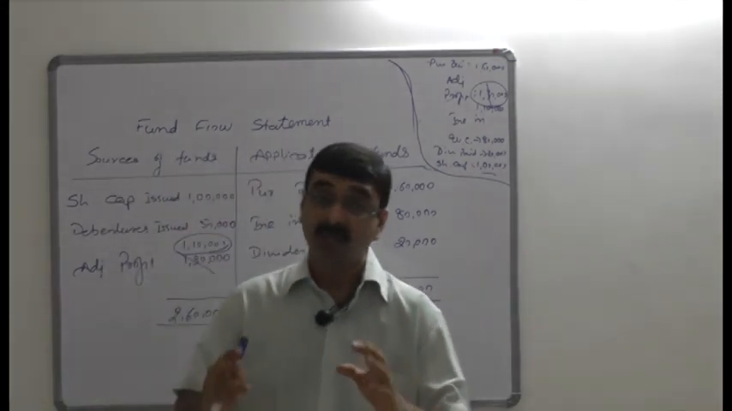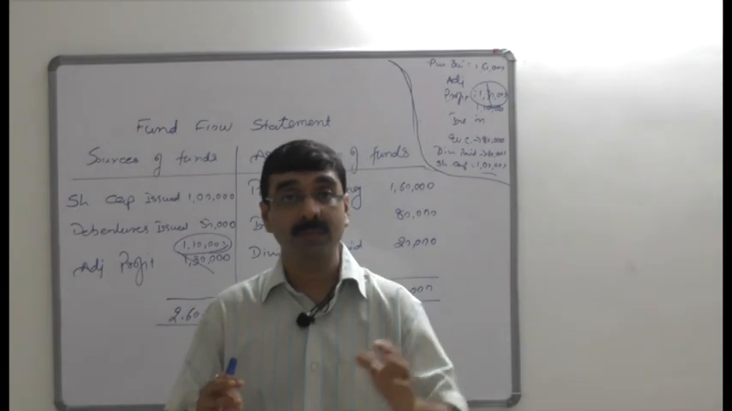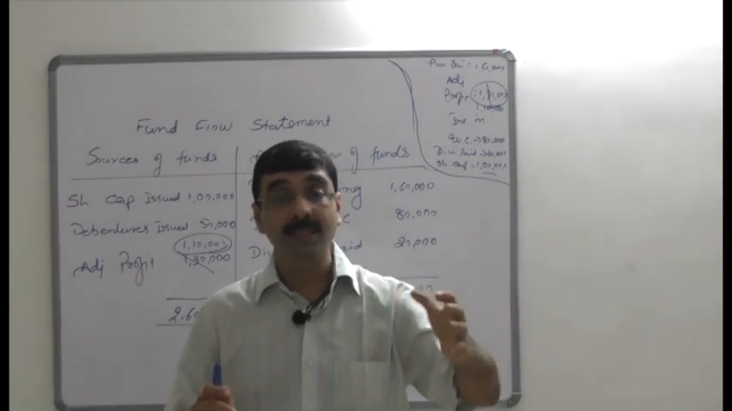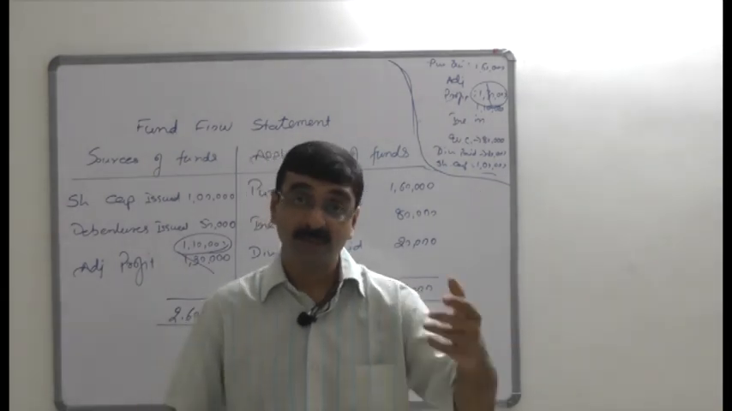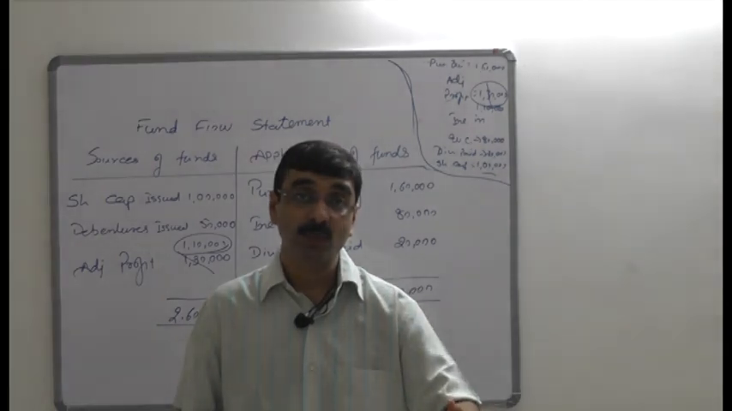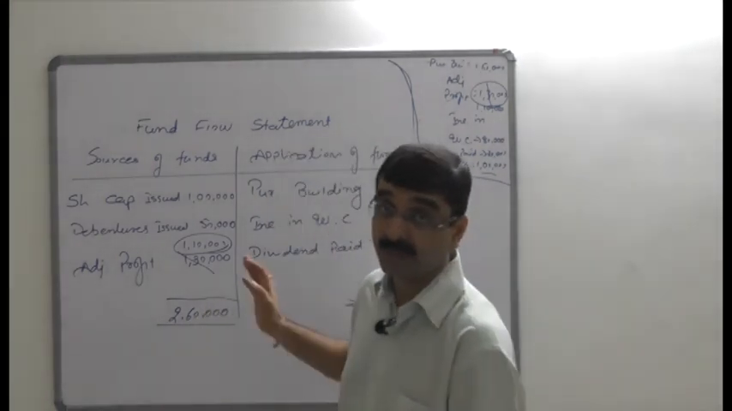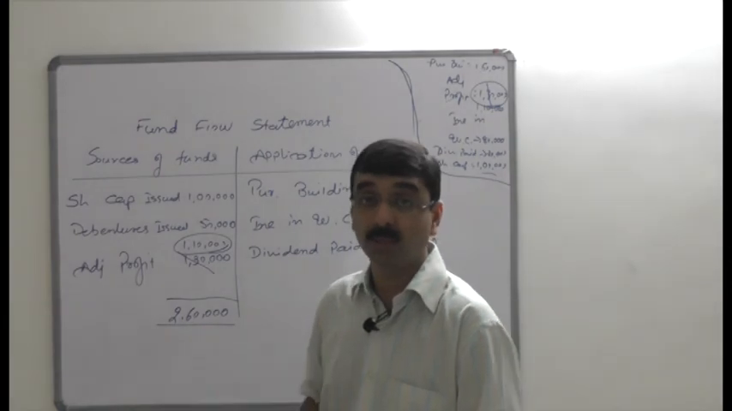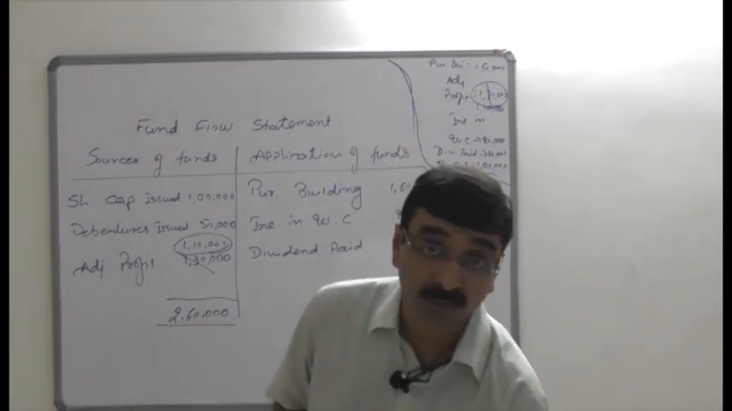So this is the way to sort out the fund flow statement: the sequence, the understanding, the way of actions, and one by one all the transactions to be affected and recorded in the respective statement. Then the answer would be considered. That's it. This is the fund flow statement.